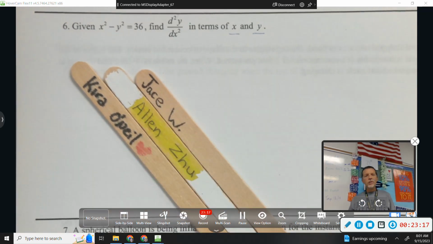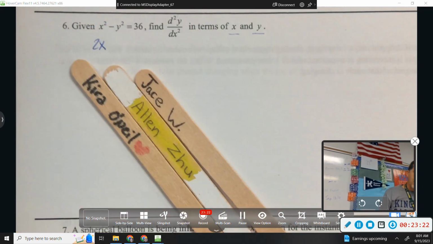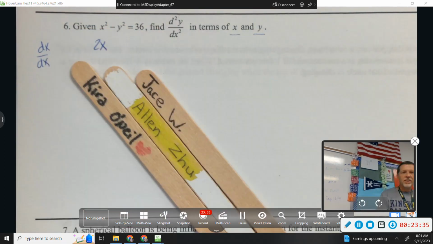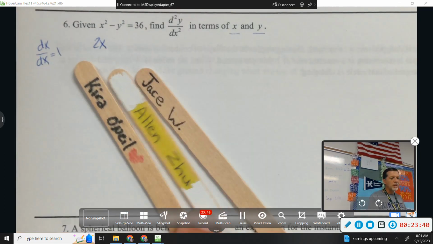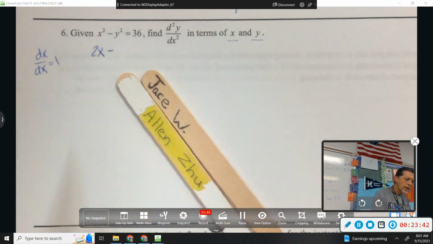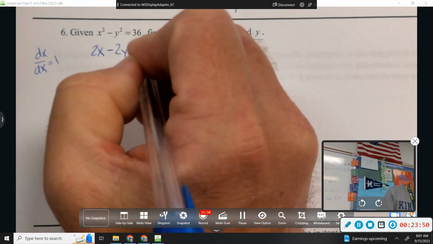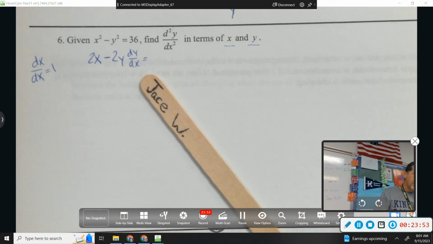So in order, Kira, what's the derivative of x squared? 2x. Good. Stop there. By the way, if you do say dx dx, that's okay, because what is dx dx going to be? 1. So if you were just going overboard with taking derivatives, dx dx, we don't usually write that, but it wouldn't be wrong because it would just be 1. Alan, how about the derivative of y squared? Good, 2y dy dx. And Jace, the derivative of 36? 0.